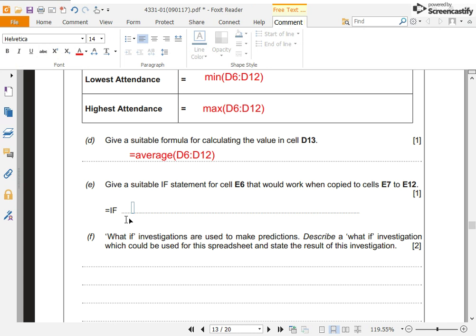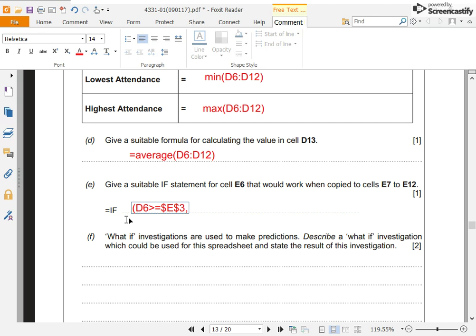So equals if, open bracket, this is our argument, the first bit. E6 is greater than or equal to E3. I need to use my dollar signs. Right, E3. Okay, that's my first part. So I'm going to put a comma. So that's my argument. That's the bit that people find the most difficult.